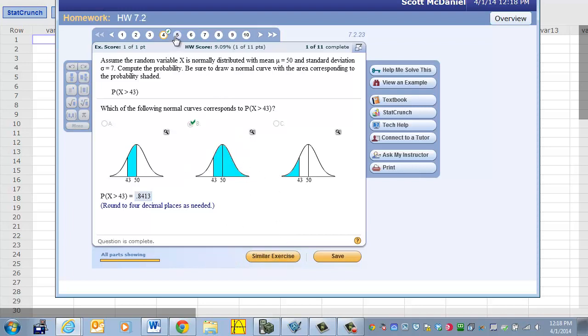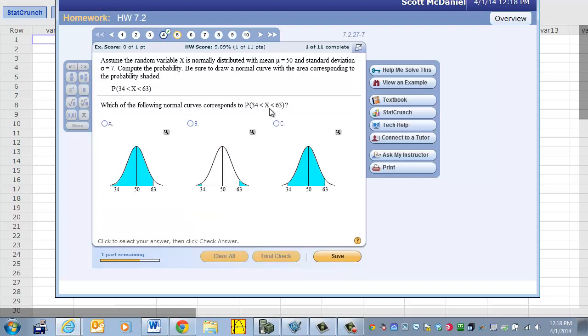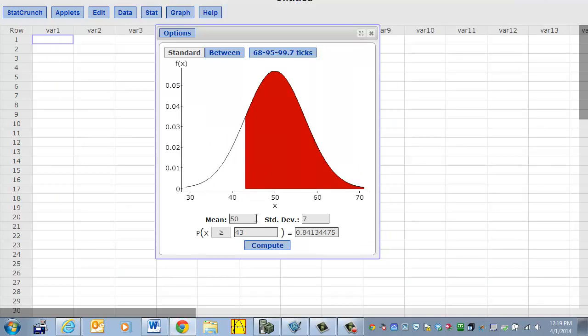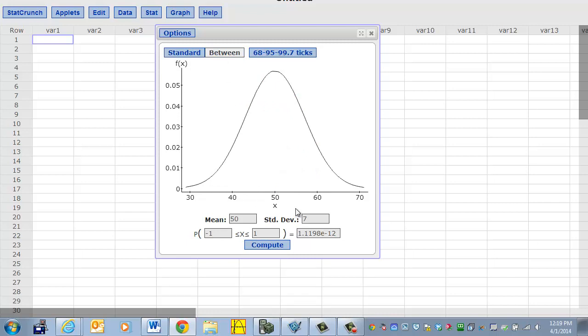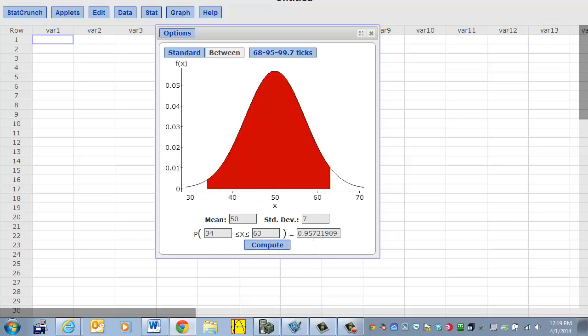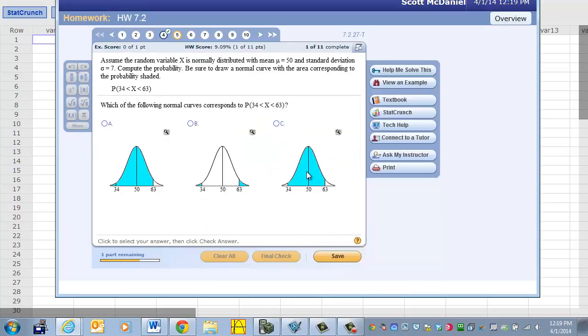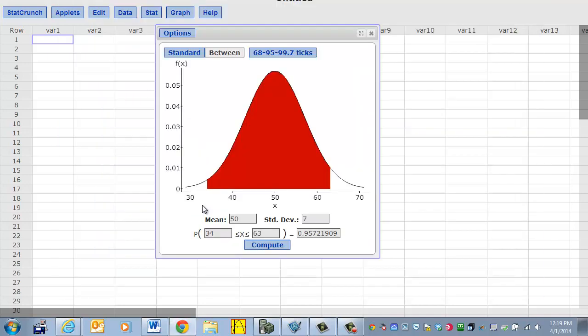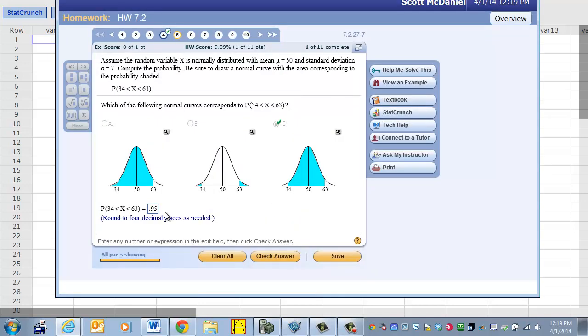Now it'll also do in between, so let's do another one here. Here we're looking for in between two values. X is greater than 34 and also less than 63. So you have the same mean and standard deviation, that's nice. This time we're looking for in between, so we're going to click between. Okay, and it was 34 and 63. Compute gives us a nice shading, and we have 0.9572. So we pick, obviously this one was the one, and then put that value there, 0.9572. And we're looking good.